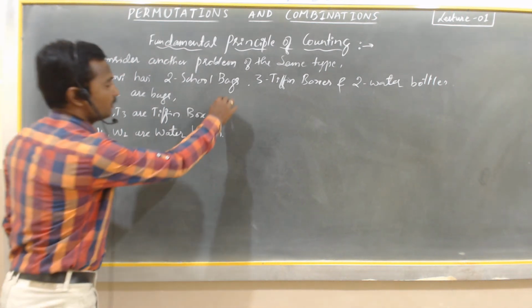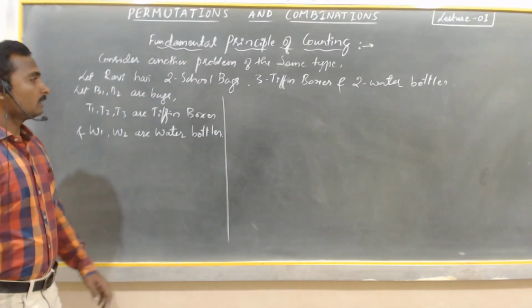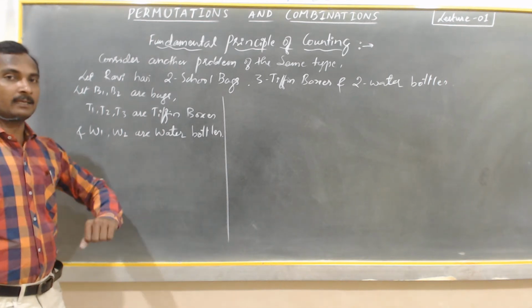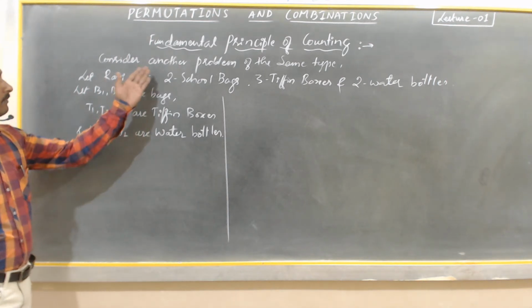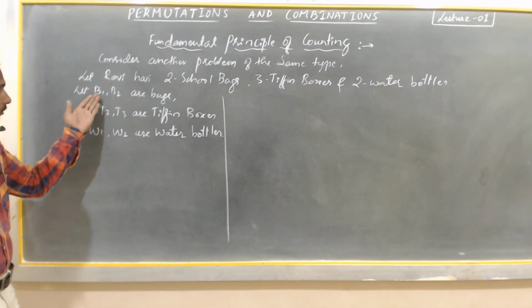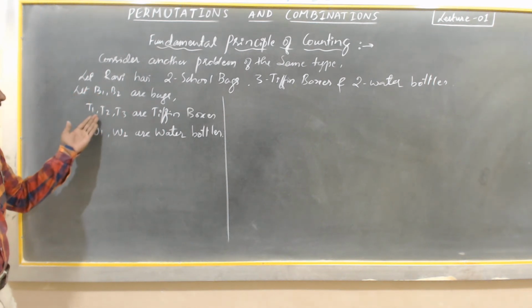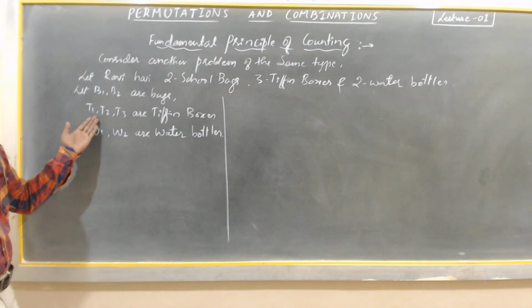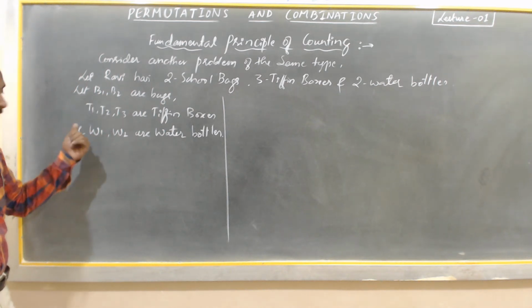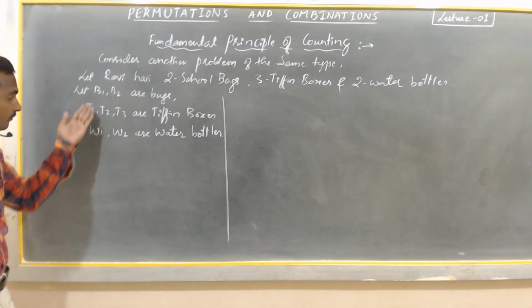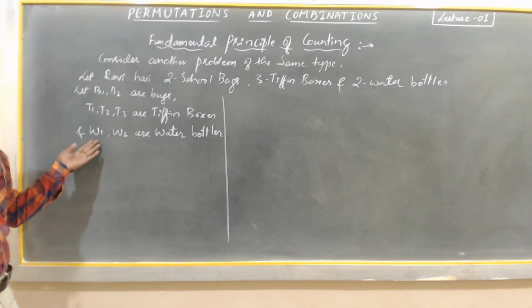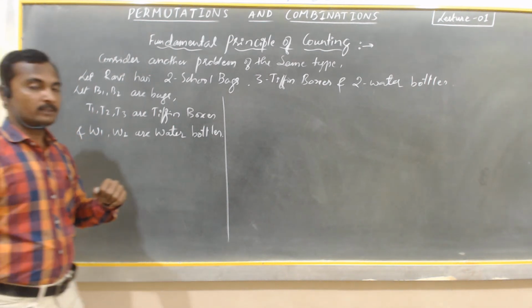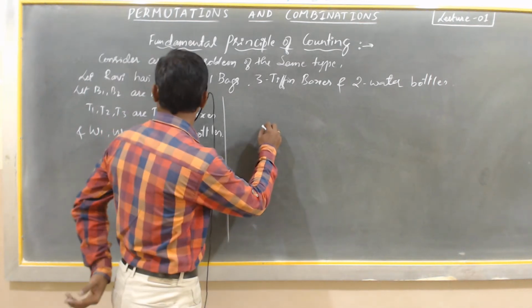To understand this concept, let me draw a picture which shows clearly what possible combinations Ravi has. Ravi has to pick one bag, then one of the three tiffin boxes, and further, with the same pair, he has to pick one of the water bottles.